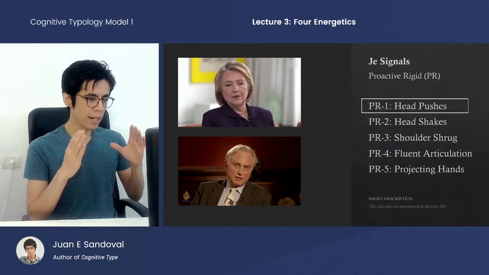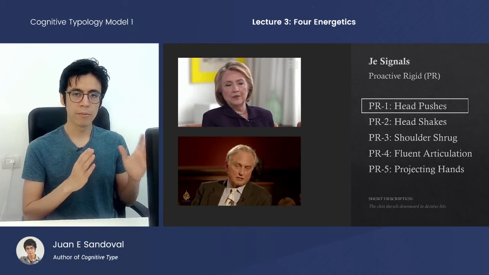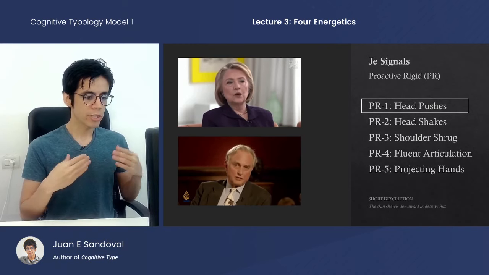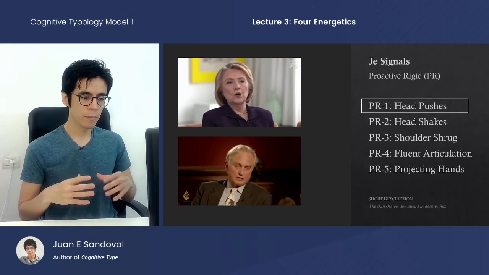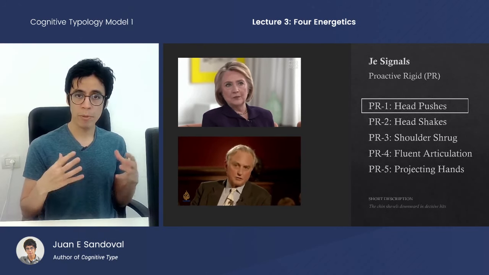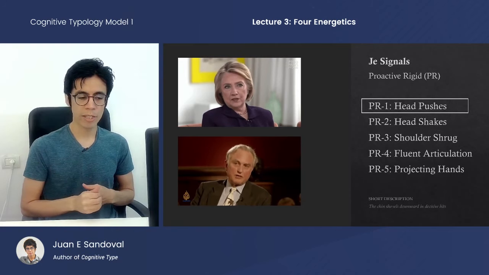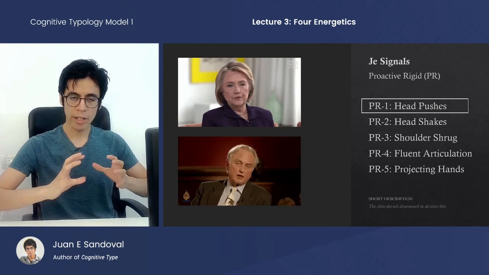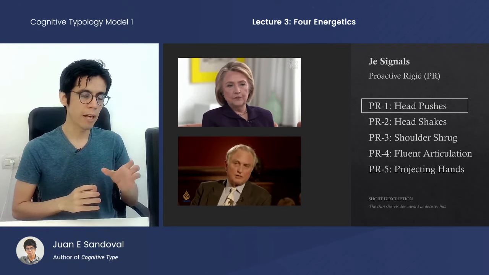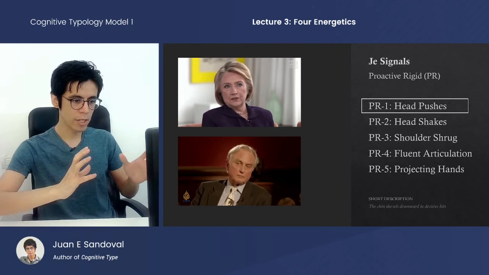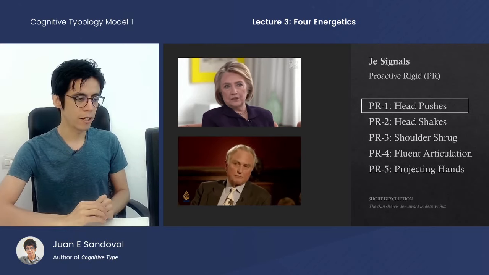So we're going to begin with the extroverted judgment signals, or JE signals, which are the proactive and rigid ones. We're just going to breeze through these in an introductory way, but we're going to be doing plenty of typing practice together, so you'll have plenty of time to familiarize yourself with this in a concrete, hands-on way. So don't worry too much if we're just breezing through, but we need an initial mental grasp of what each signal set is before we can proceed with the rest of the model.